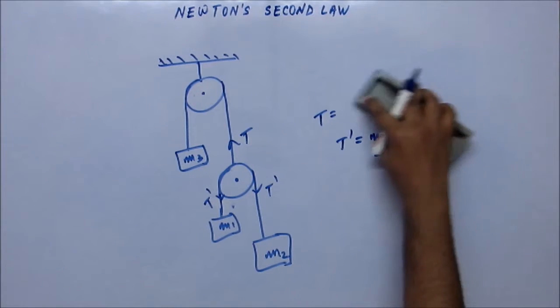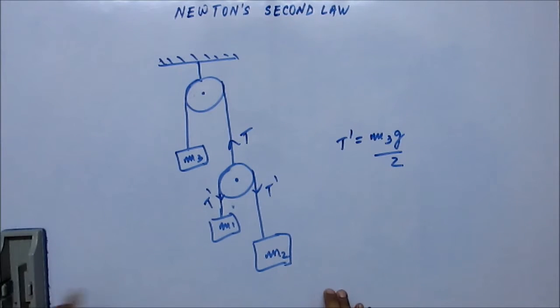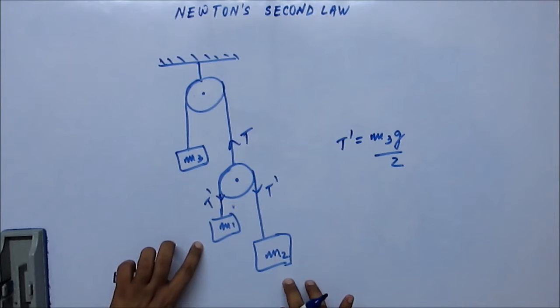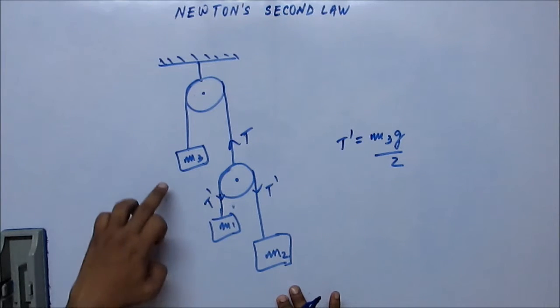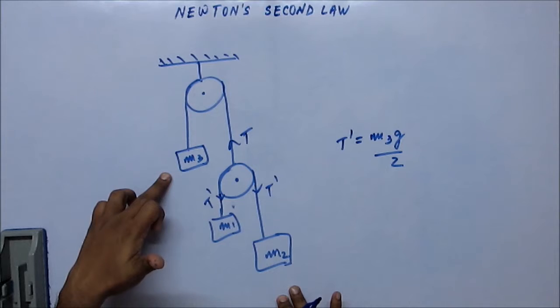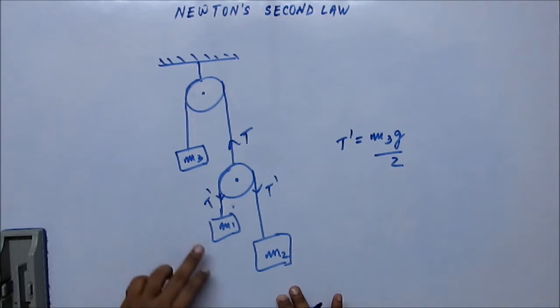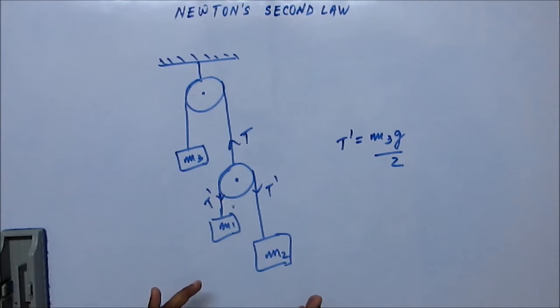Okay? Now all we have to do is write the equation of motion for m1 and m2. Suppose m1 and m2 are moving with any acceleration. That could be 0 as well or any value. That is not going to bother us because m3 is remaining stationary. That's all we have to fulfill. So we just have to write the equation of motion.